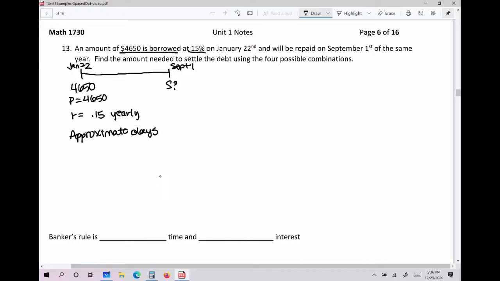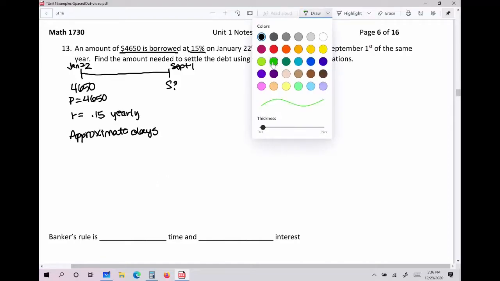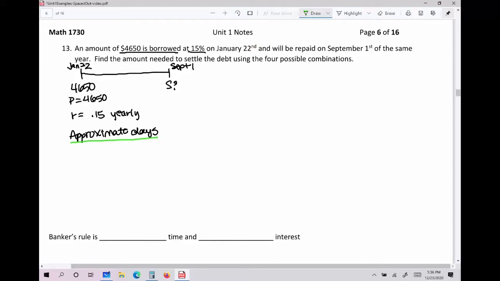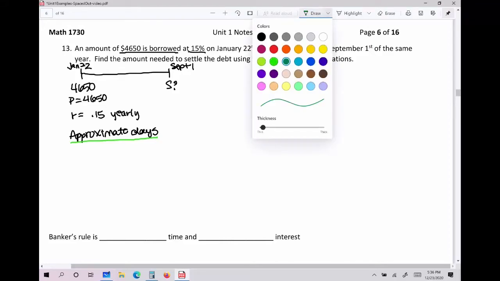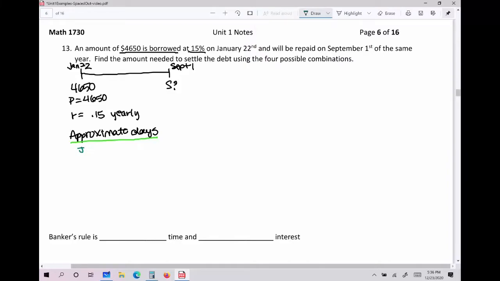So again, when we do approximate days, we're assuming, I'm going to do this in green, that we have exactly 360 days in a year, so exactly 30 days a month. Okay, so that means in January, if we're at day 22 and we're assuming 30 days, there are 8 days left. In February, there would be 30 days. March would have 30 days. April has 30 days. May has 30 days. June has 30 days. July has 30 days. August would have 30 days. And September, we have 1 day because we're ending on September 1st.